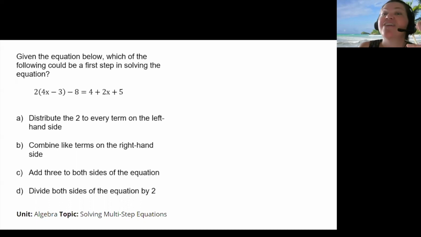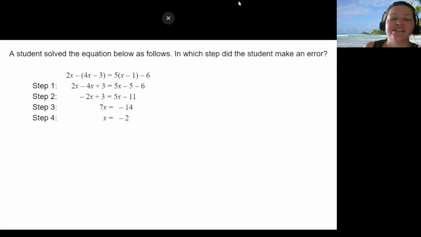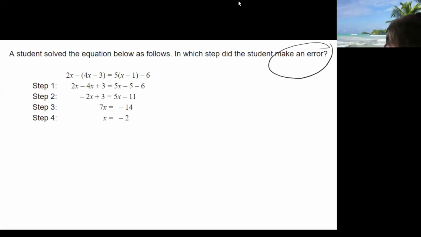So here's another one from the commonly missed GED section. A student solved the equation below as follows. In which step did the student make an error? Okay, what are they asking me to do or to find? Find where the student had a misstep in solving the equation. Exactly. We are looking for the wrong line, a line that doesn't make sense, that should not have happened. We are looking for an error.